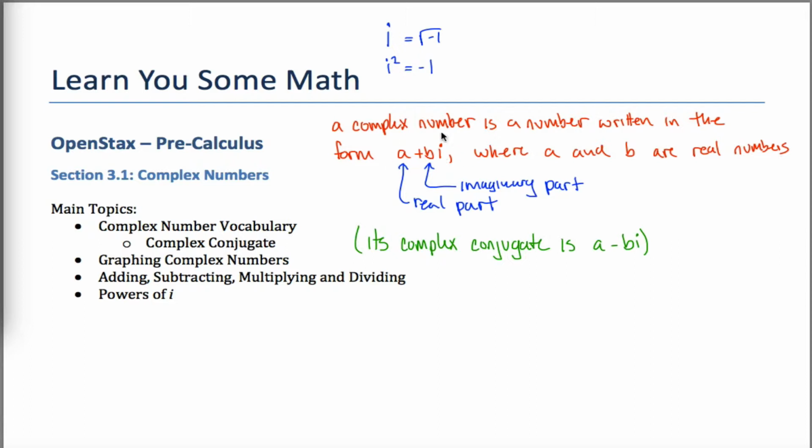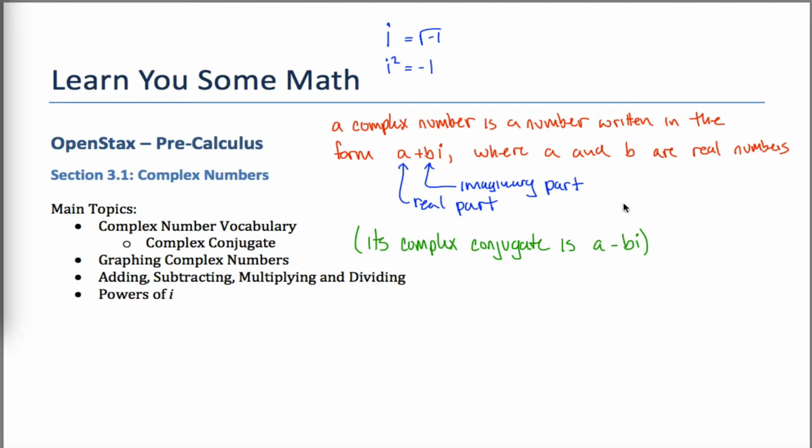It's a number that can be written in this form, a plus bi. The value of a is what's called the real part, the value b is what's called the imaginary part, and a and b are real numbers. An example of a complex number would be something like 3 plus 2i, or 7 minus 5i, or 4 plus a half i. That's what a complex number is.